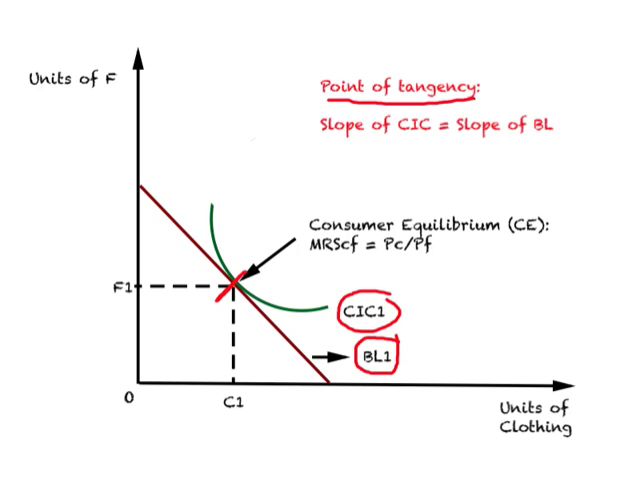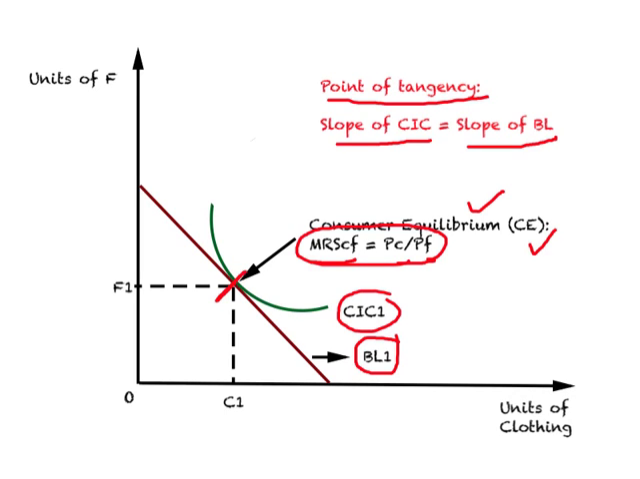And at the point of tangency, what should happen is the slope of community indifference curve must equal the slope of the budget line. And what is the slope of community indifference curve? It's MRSCF. What is the slope of the budget line? It is PC divided by PF. Or in other words, this point where these two are equal is called consumer equilibrium, and since we'll be using it again and again, we will abbreviate this as CE.